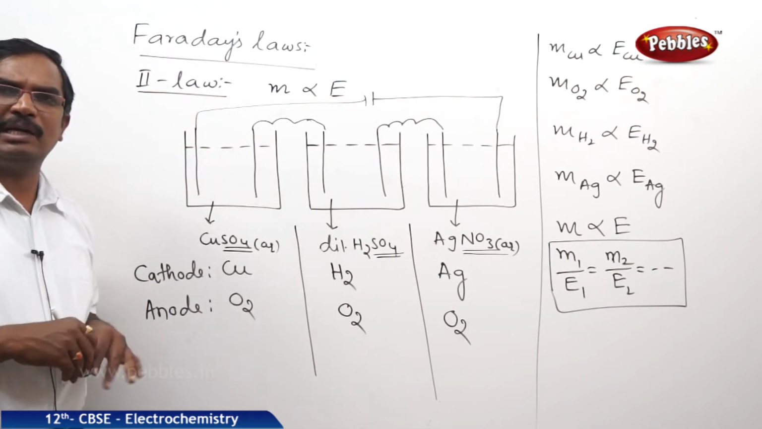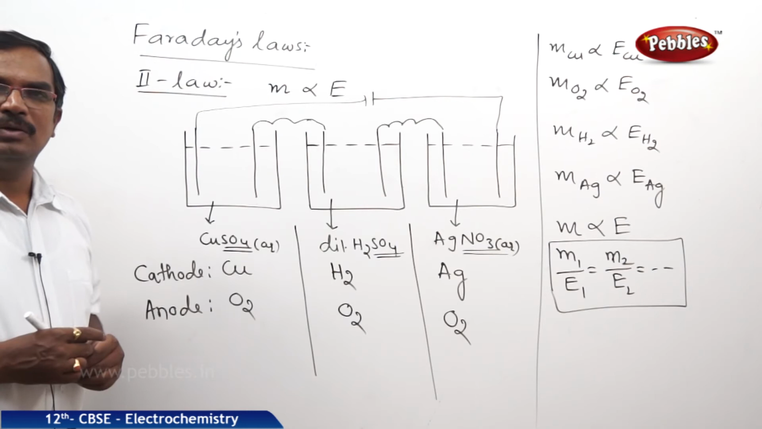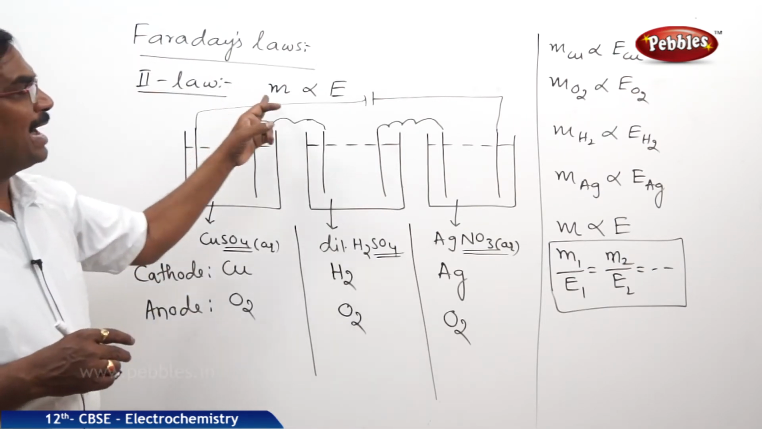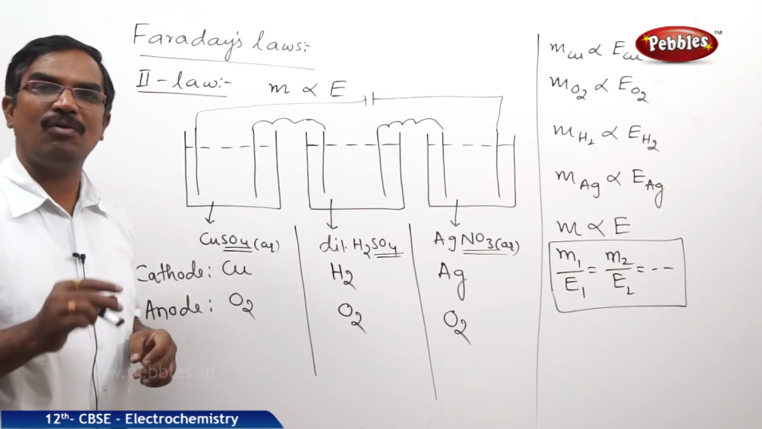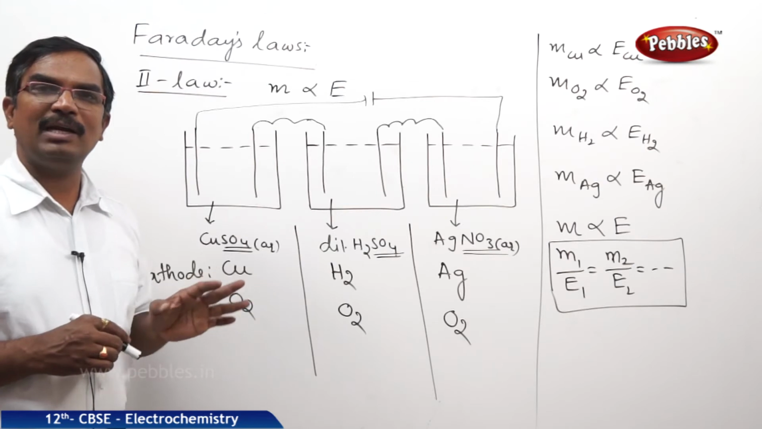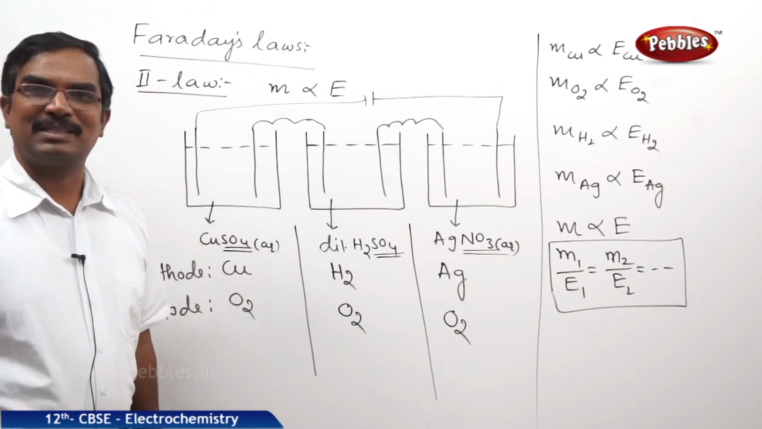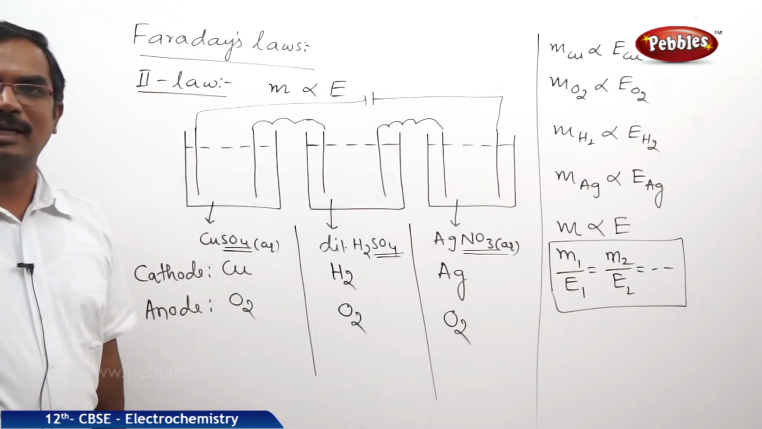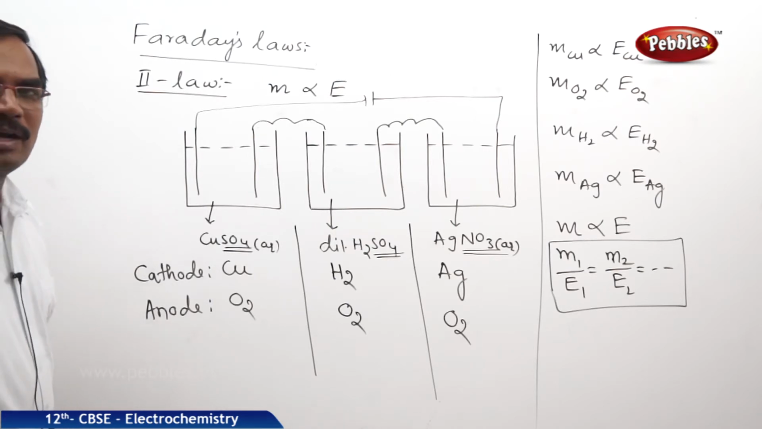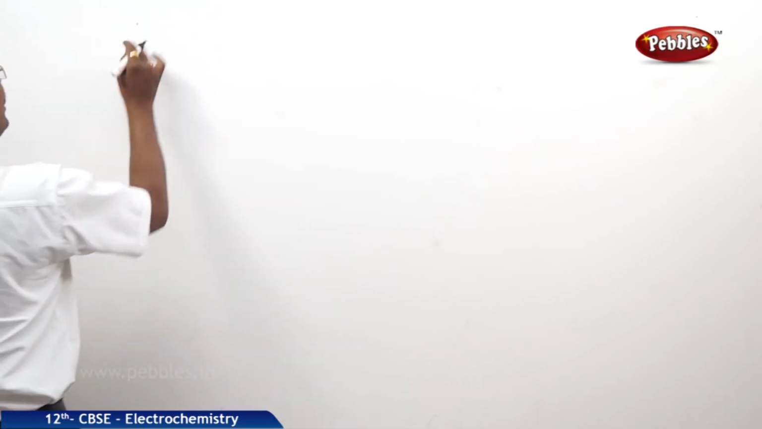So ultimately we have to take different electrolyte solutions. They should be connected in series. According to Faraday's second law, the mass or the amount of the substance which is involved at the electrodes will be directly proportional to the equivalent weight of the corresponding substance. This is Faraday's second law. There are two laws we have in electrochemistry, Faraday's first law as well as Faraday's second law. Yeah, let us see, the next one is conductance.